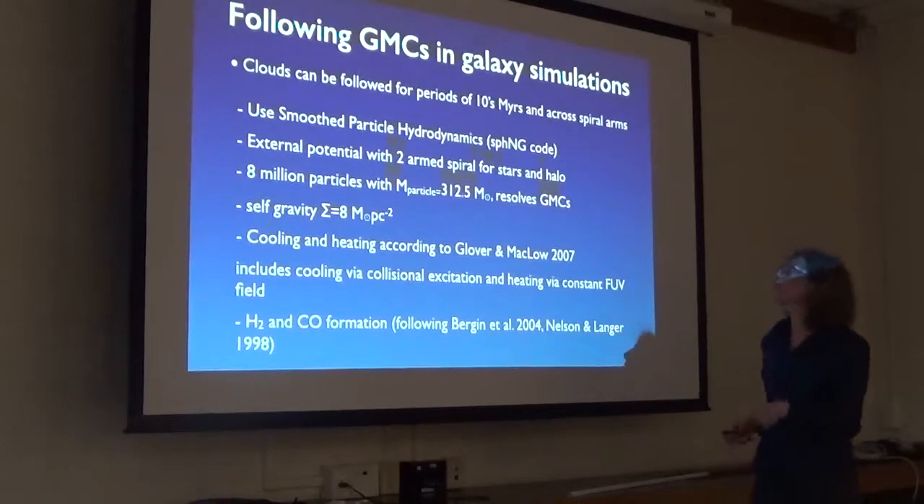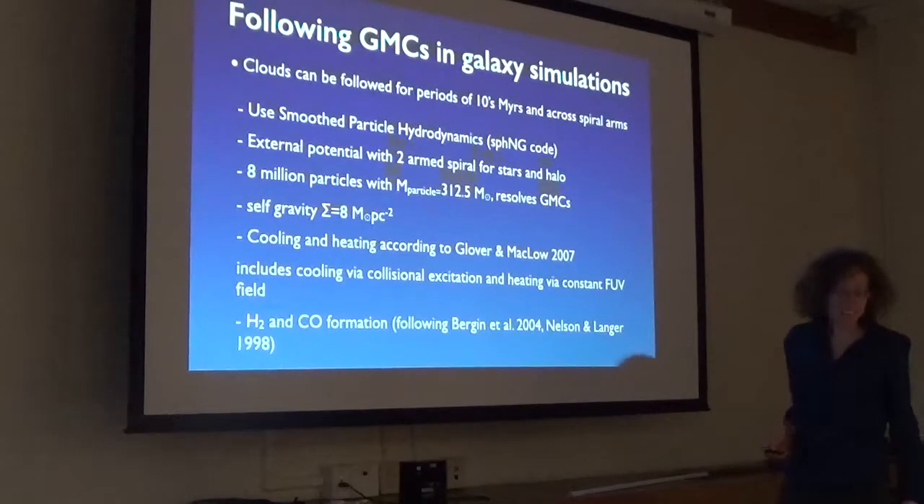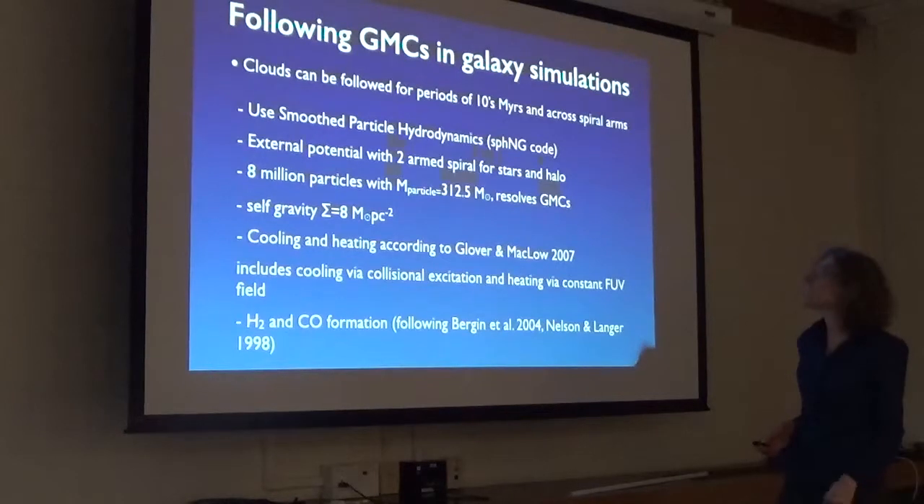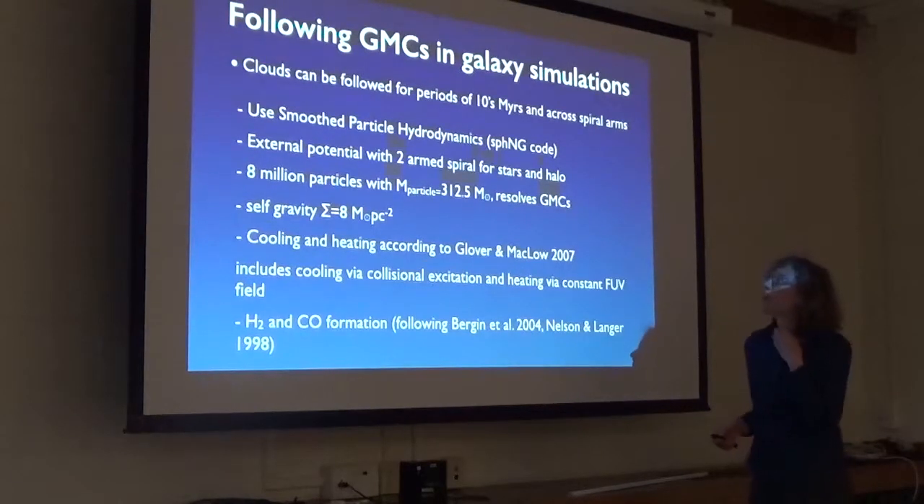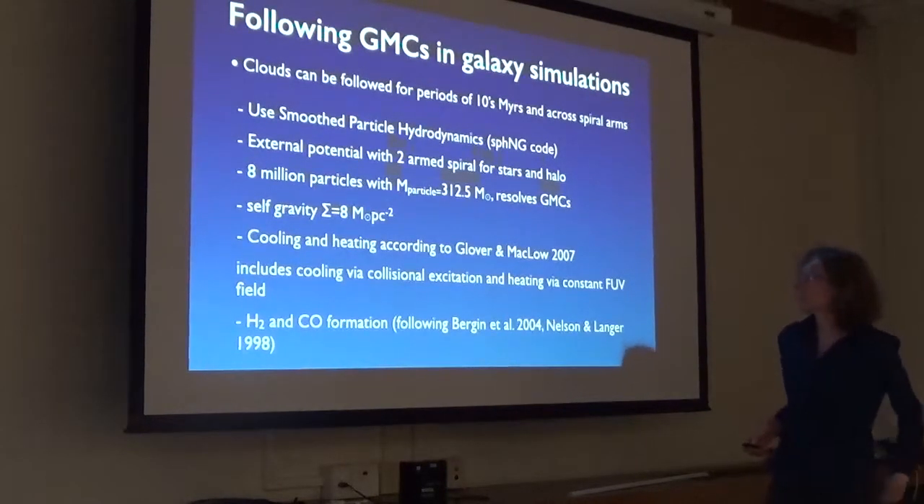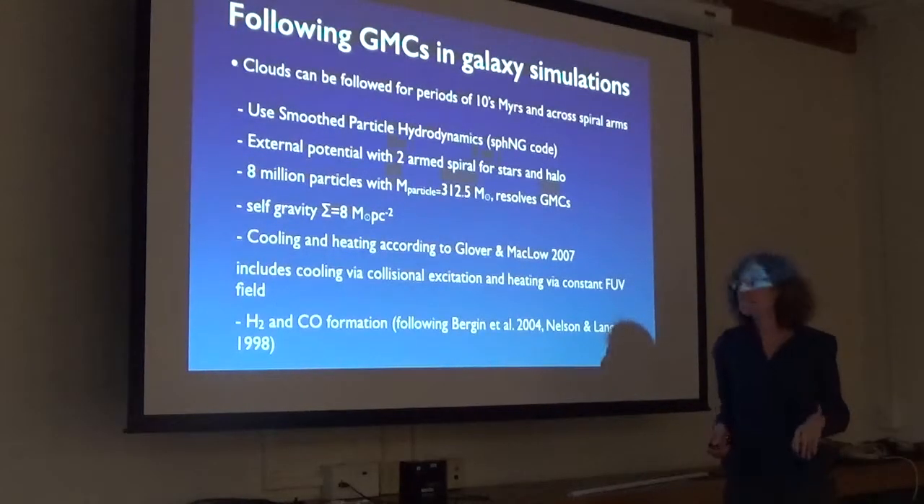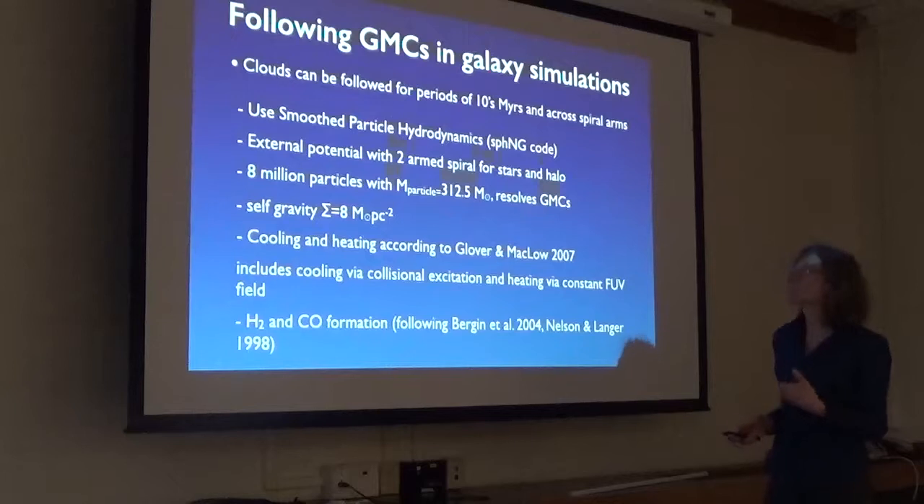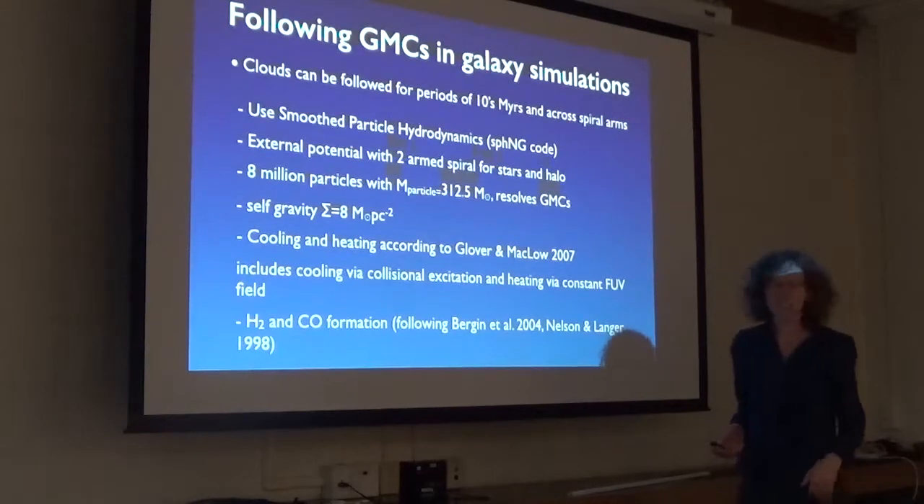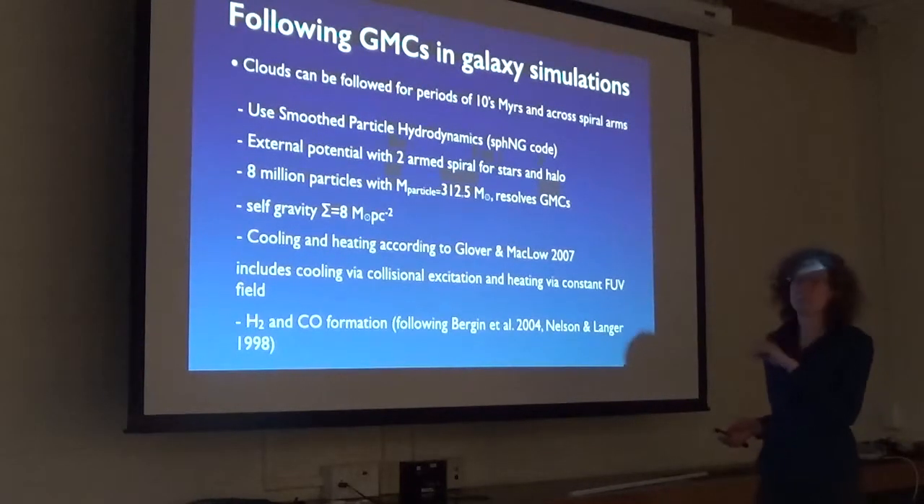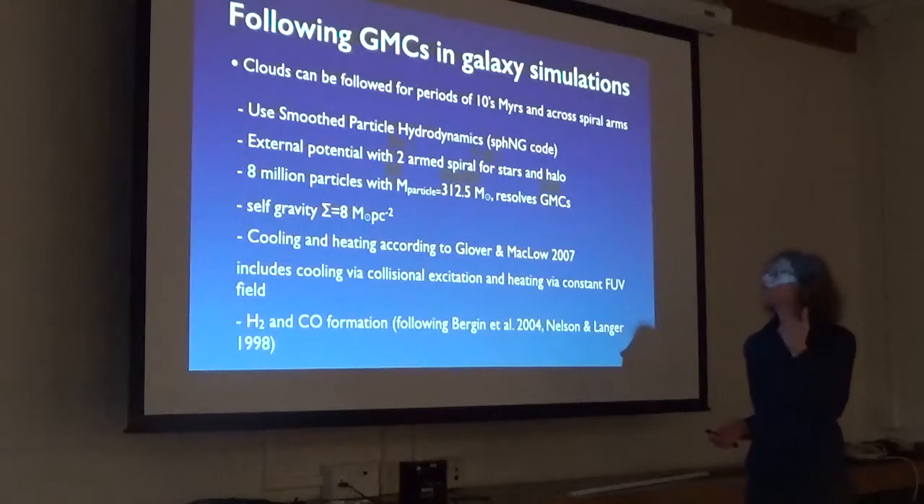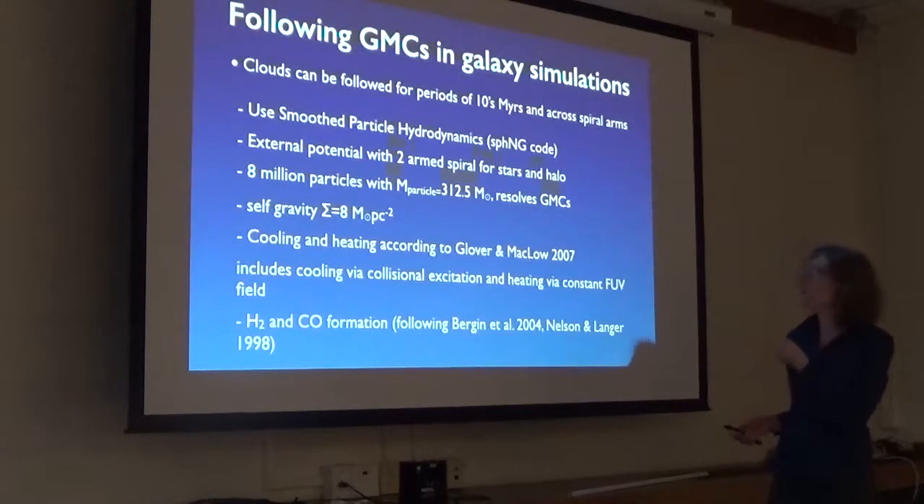So I've been following the evolution of these clouds in galaxy simulations. I use the smooth particle hydrodynamics code. I only model the gas to reduce the computational time needed for these simulations, so everything else is modelled as a potential, so that includes the galactic halo and spiral arms.